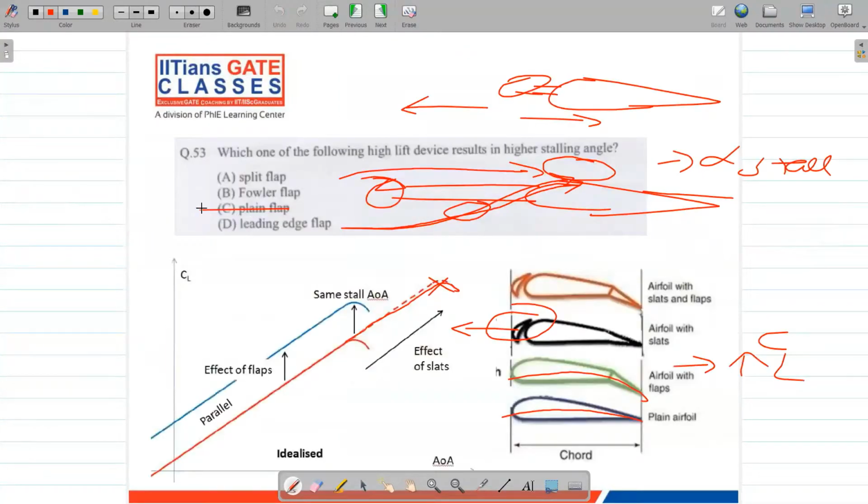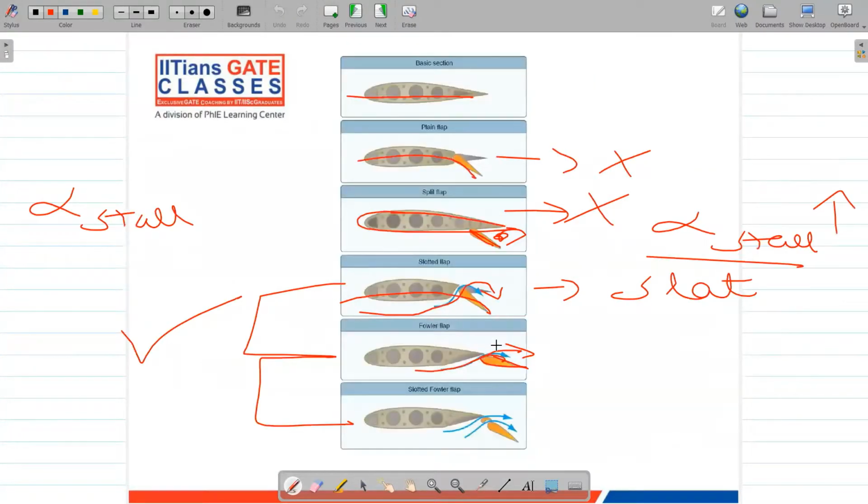So out of all the options given over here, split flap doesn't do that, plain flap doesn't do that, and leading edge flap is very much similar to a plain flap, but kept at the leading edge and changing the overall camber of your airfoil. So the right answer here is a Fowler flap, though in the answer key it's given as option A, but the right answer here is Fowler flap. Basically because it's able to re-energize the flow and not just change the camber line.